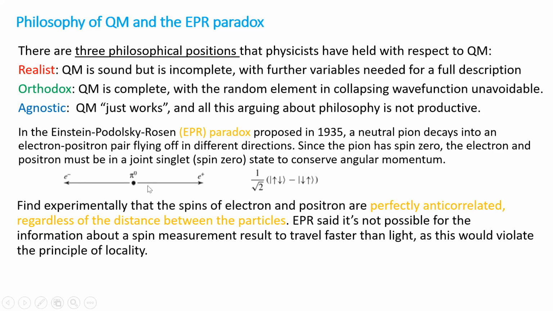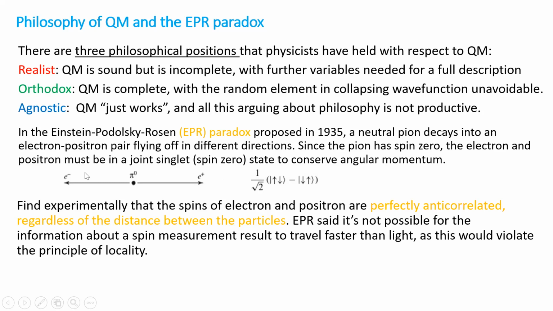Okay, so we find experimentally, if we do an experiment like this, that the spins of the electron and the positron are in fact perfectly anti-correlated, regardless of the distance between the particles. So we can let this decay happen and let the particles go a few millimeters, 10 meters, a kilometer, and we still find that if the electron is spin up, the positron is spin down.